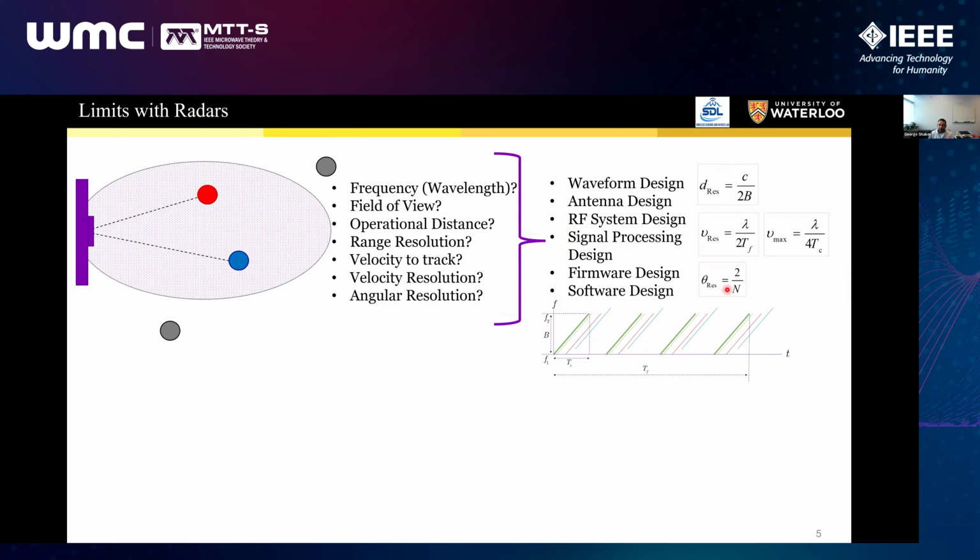Another big one that we want to look at is the angular resolution. Basically, the angular resolution is a function of the number of antennas. So you want to have as many antennas as possible, but again, that's very challenging practically.